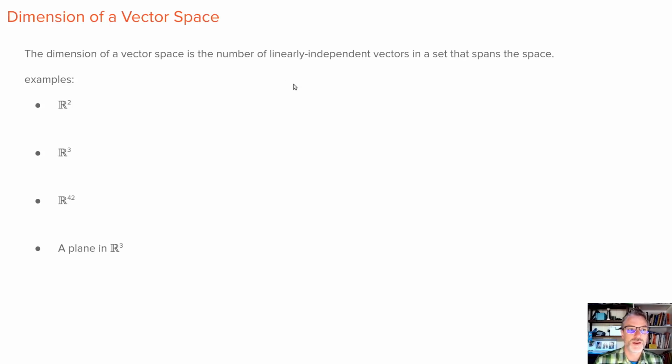Great. Now, once we have the notions of span and linear dependence, we can talk about dimension. So, I write here that it's the number of vectors in a linearly independent set that spans the space. Okay? Such a set of vectors is called a basis. So a basis is a set of vectors that's linearly independent and spans the entire space.